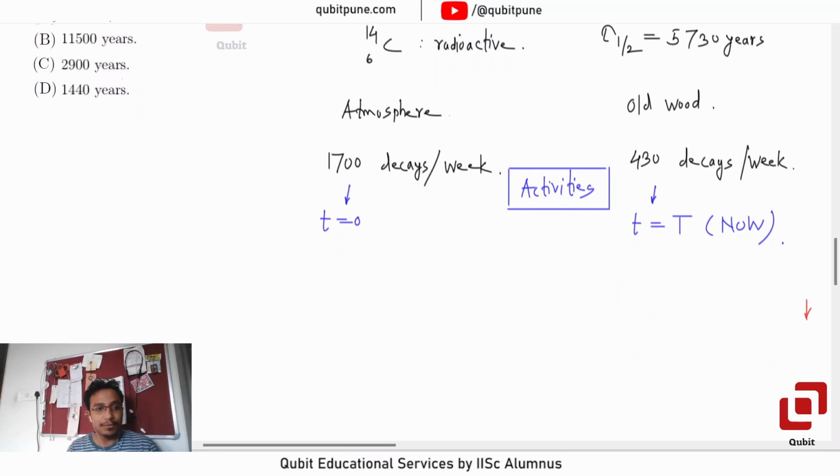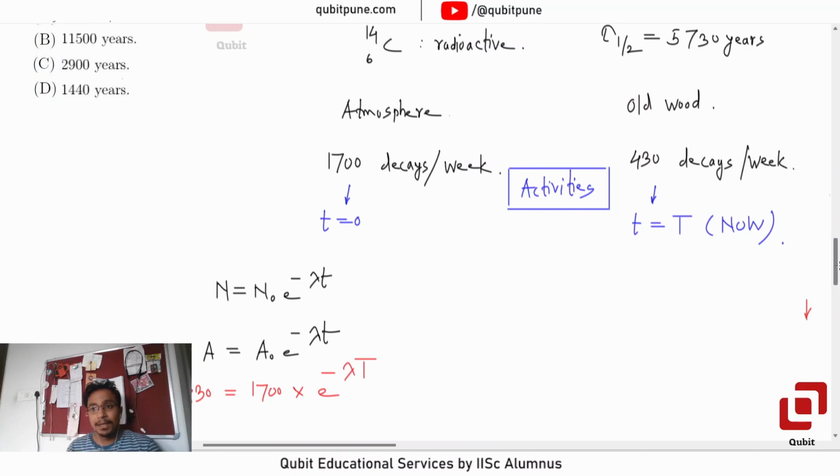So what formula do we know? The same formula that we use for the population, N is equal to N naught e raised to negative lambda t. The same formula works for activity. Which means I can say that 430 must be equal to 1700 into e raised to negative lambda t, and that t is our capital T basically. That t is our capital T, and we need to find that.